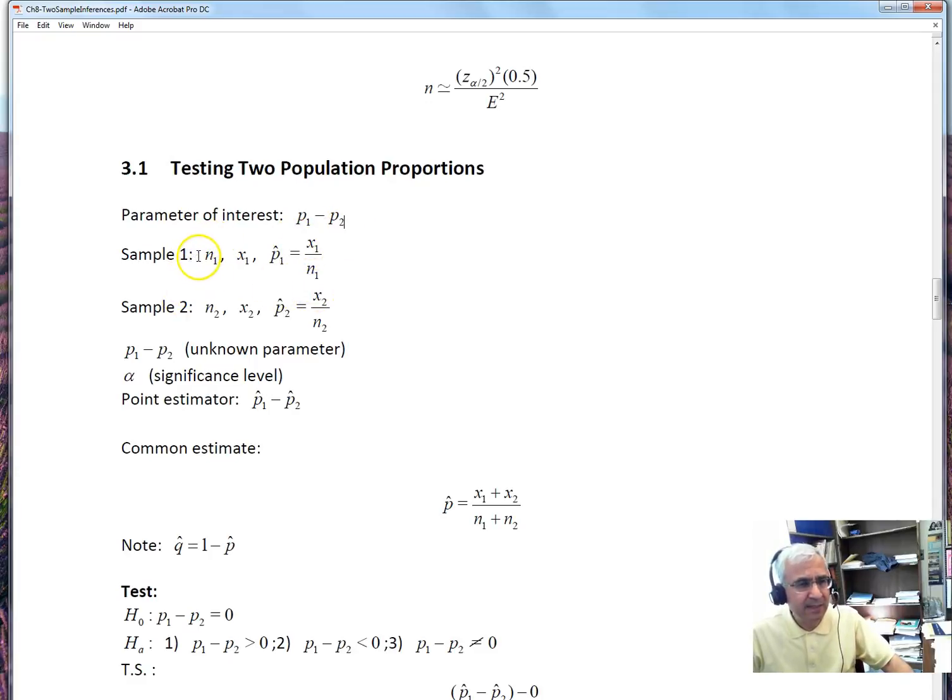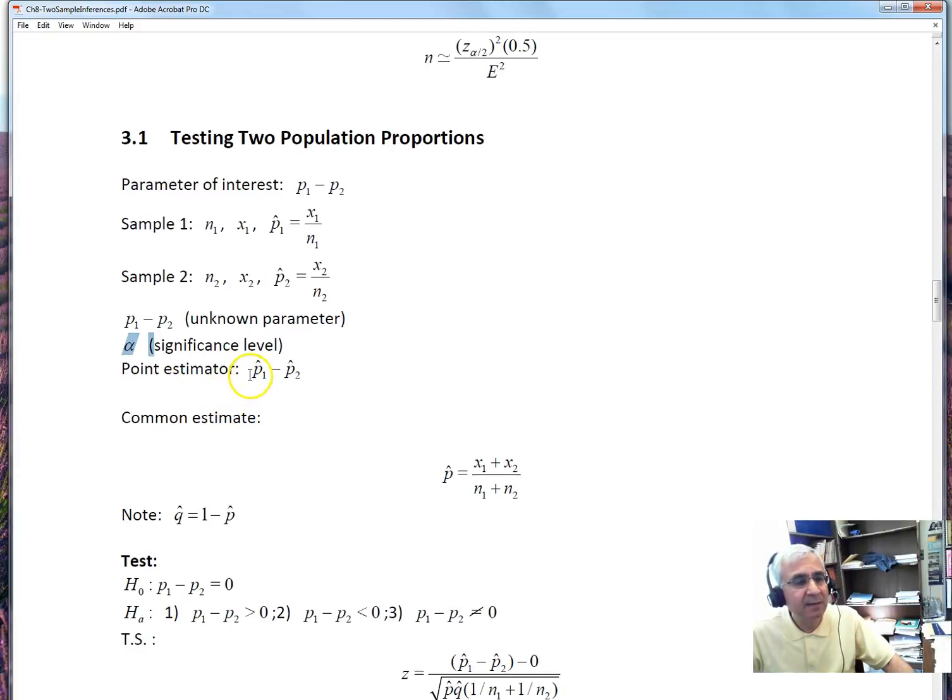For this, we need the sample size N1, X1 and their ratio, which gives us the estimate for P1. Same thing from sample 2. This is the unknown parameter. Our significance level would be 5% if it's not given; that's the default value. And my point estimator for the parameter is P1 hat minus P2 hat.